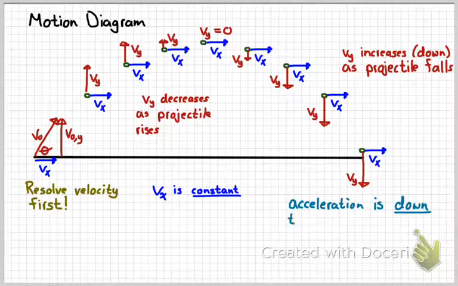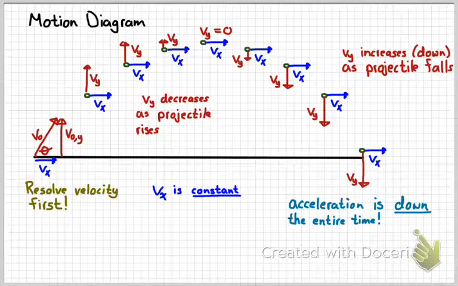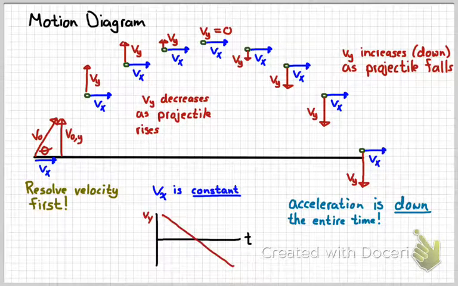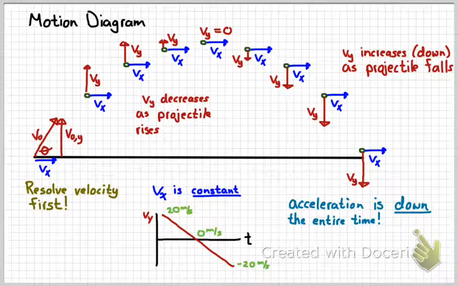So again, remember that the acceleration is downward due to gravity. Don't be fooled by any sort of trick questions about reversing the direction of the acceleration. It's always down. Another important thing to remember about the velocity is that the velocity right before we hit the ground is the negative of the initial velocity. So if we've got a v initial y that's 20 meters per second, right before we hit the ground, the velocity is negative 20 meters per second. It's also important to remember that at its maximum height, the vertical velocity is 0.